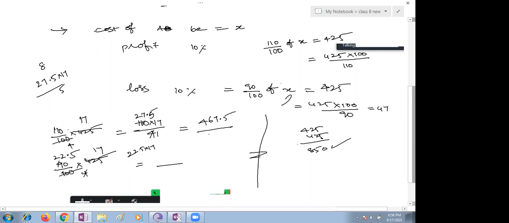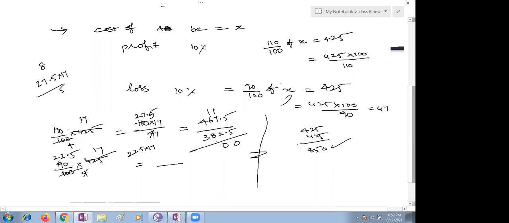22.5 multiplied with... Ma'am, it is 382.5. 382.5. Please combine these together. Yes, 10, ma'am. 7 plus 15. 5 and 1, 8. Same thing only we are getting, right? Ma'am, there is no loss, no profit.